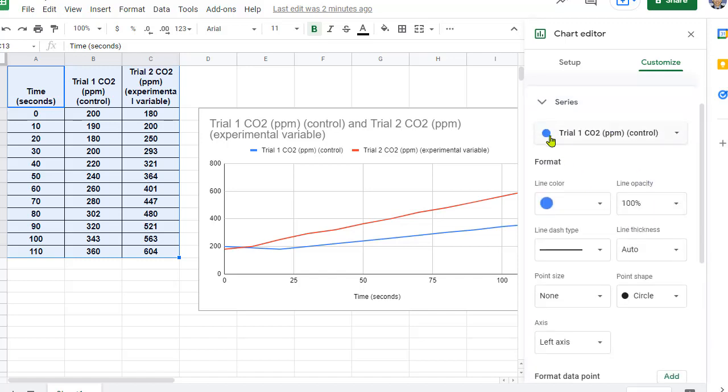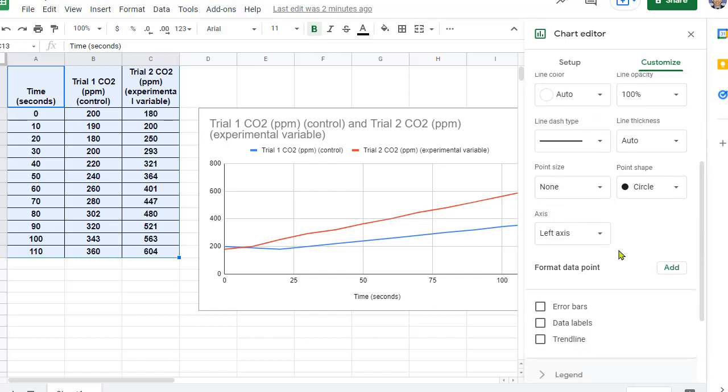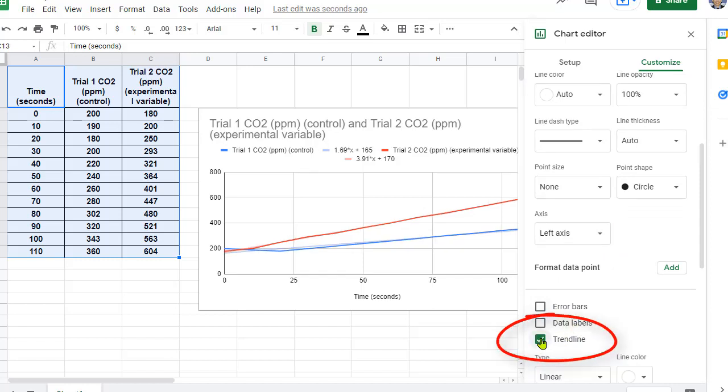So I could pick the blue line, or I could pick the red line, or I could pick both. Might as well pick both. And I'm scrolling down here, and you can see I have trend line. It has added two lines. You probably can see the blue one, but you can't see the red one because it's right behind the actual data points.